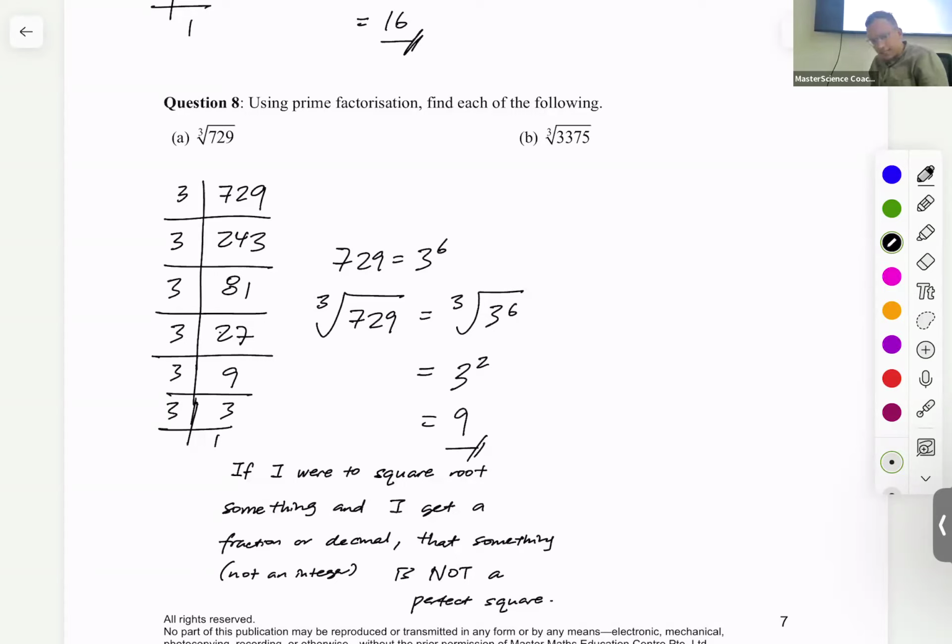Question 8B. Yes, sir. This one here. Page 8, doesn't matter. Can you find question 8 or not? No, you need my help to find question 8. Okay, good. Bro, I worry for you.